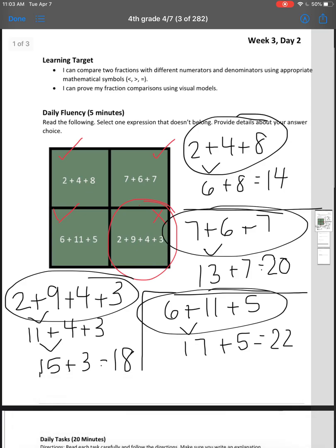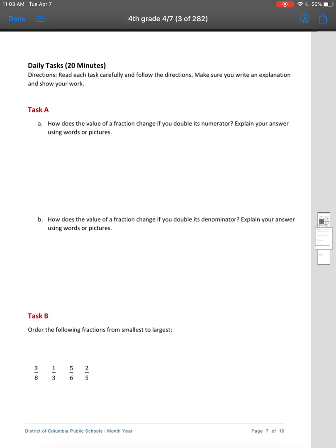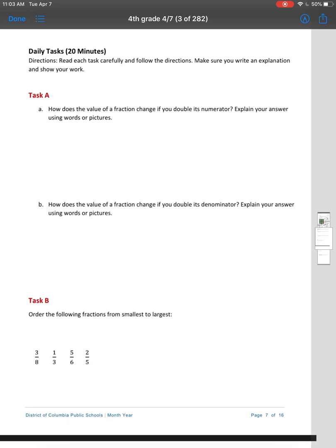Moving on down, we're going to move on to our daily task now. The daily task says, read each task carefully and follow the directions. Make sure you write an explanation and show your work. Task A says, how does the value of a fraction change if you double its numerator? Explain your answer using words or pictures. Let's think about that.